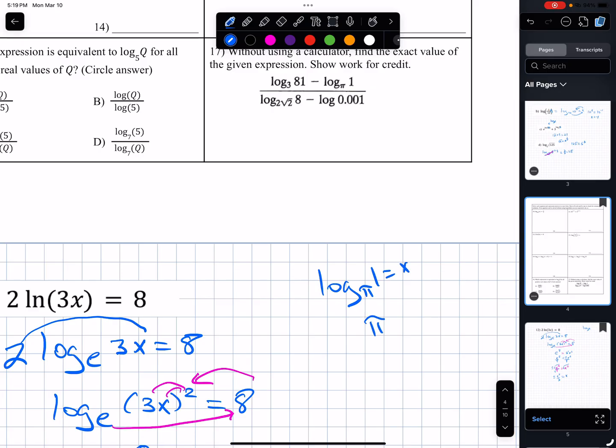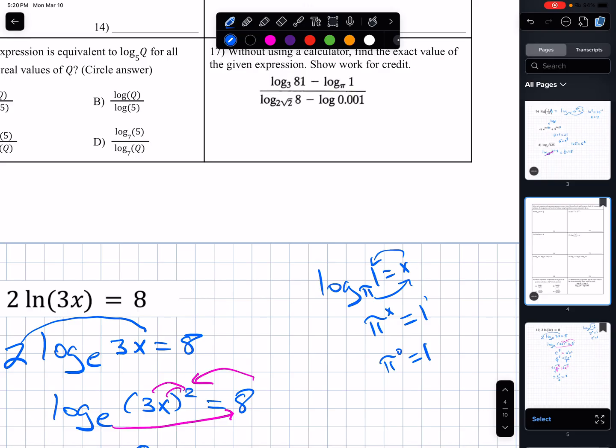So if I rewrite it exponentially like this, I get pi to the x power equals 1 to the x. So what does this have to be to make it equal 1? You could say 1 to the first power if it makes you feel better, but it's still 1. But anything to the 0 power equals 1.